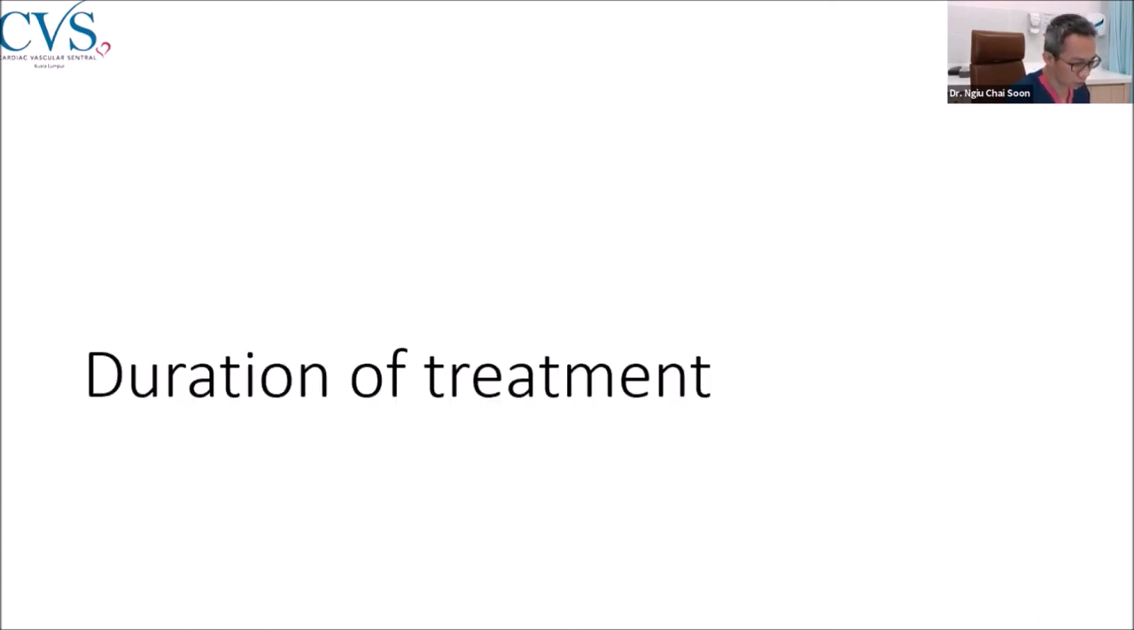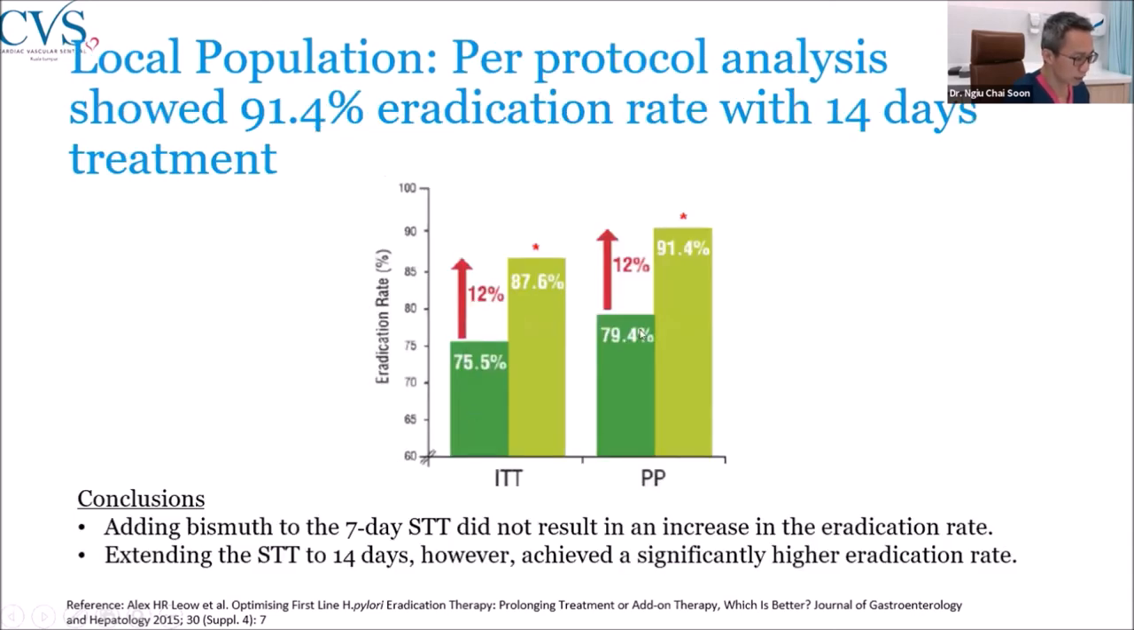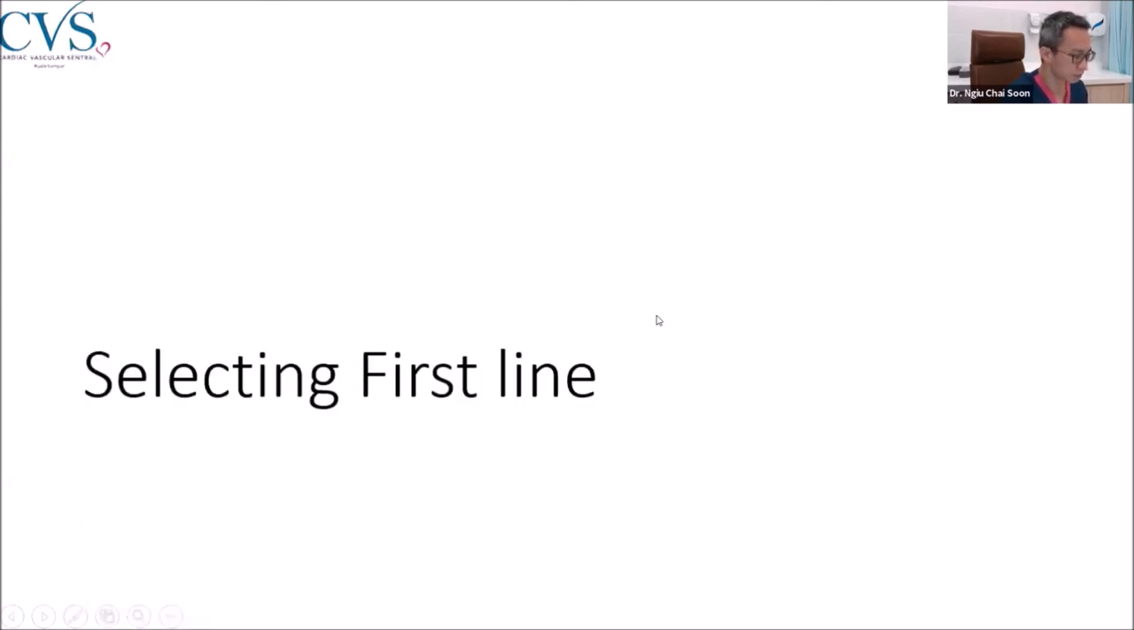And duration of treatment is very important as well. If you look into one of the local studies that compared 7 days therapy and 14 days therapy, we can notice that in terms of intention to treat or per protocol analysis, if we use a 14 days duration, it will tremendously improve our Helicobacter eradication up to 91%. So the take-home message is always treat for 2 weeks. We should not be treating for 7 to 10 days. And what is the first line that we should be using in Malaysia?